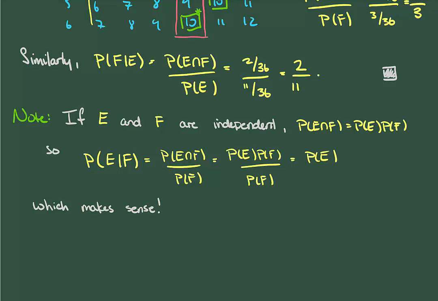Because if E and F are independent, then the outcome of E does not depend on whether or not F happened, and so the conditional probability of E should just be the probability of E.